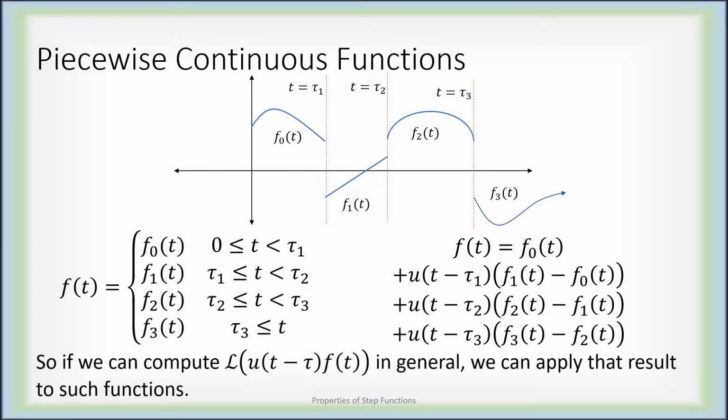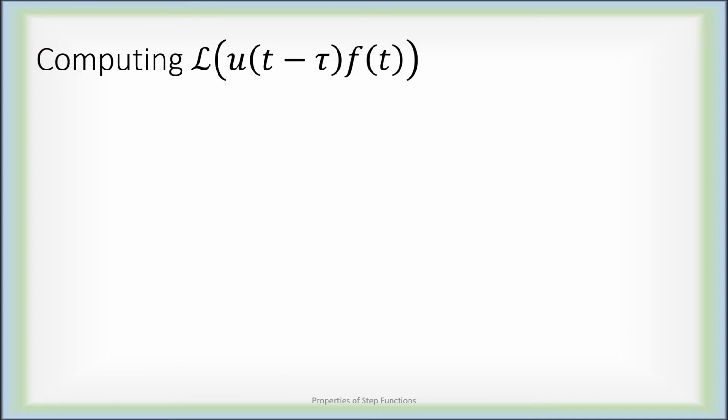Now, if we can compute the Laplace transform of something of the form a step function times something else, then we can apply that result to taking a Laplace transform of something of this form, because it's a sum and Laplace transforms are linear. Over here, it's really not clear how to take the Laplace transform. Over here, linearity comes in handy. So let's get to work computing the Laplace transform of the product of a step function with another function.